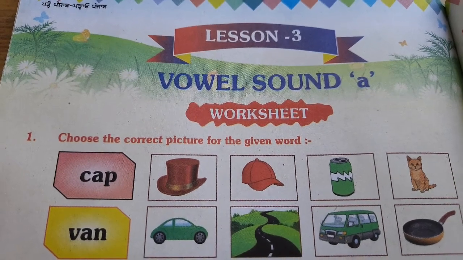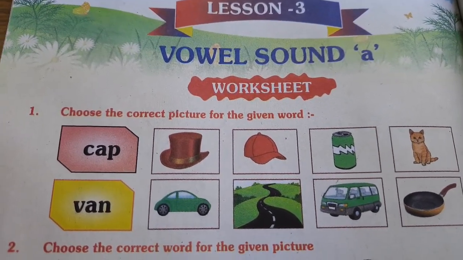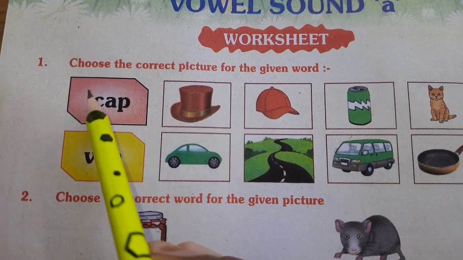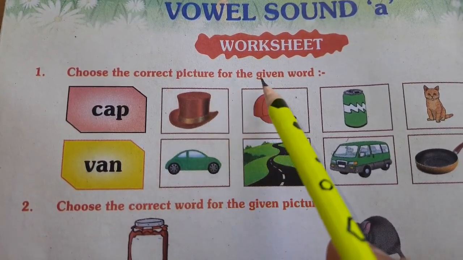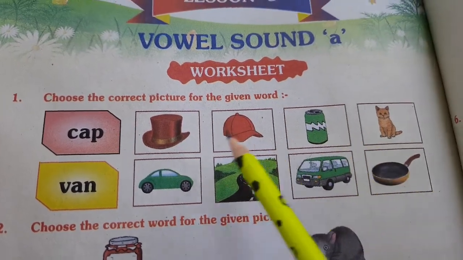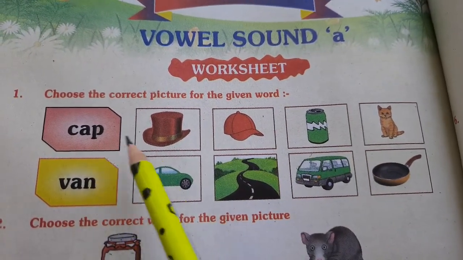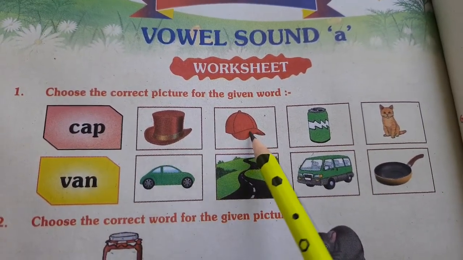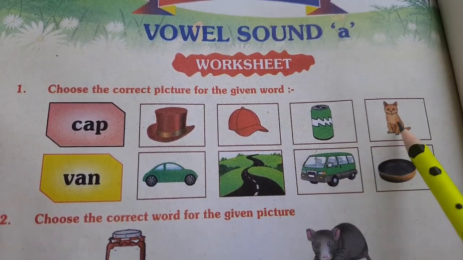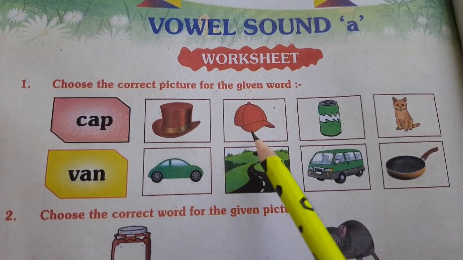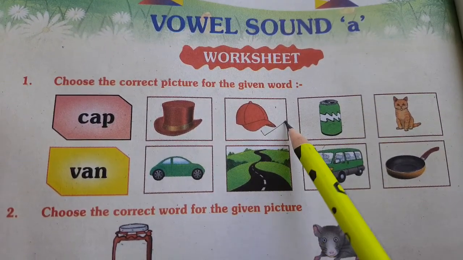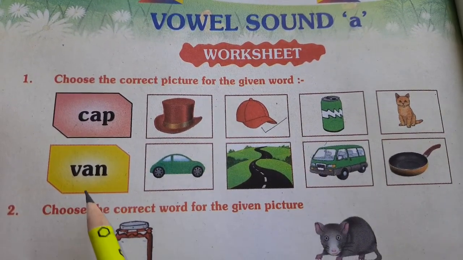Today we are going to do lesson number 3, vowel sound A, on the worksheet. So let's go for the first question. Choose the correct picture for the given word. This is the word cap, and these are some pictures: hat, cap, can and cat. For cap, the picture of the cap is the correct answer.